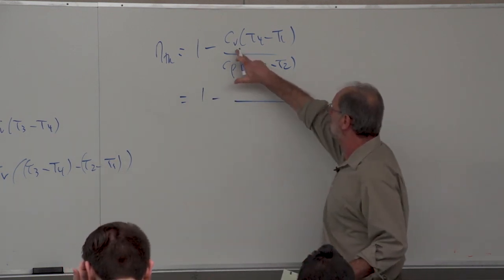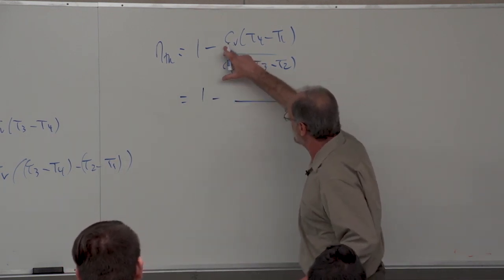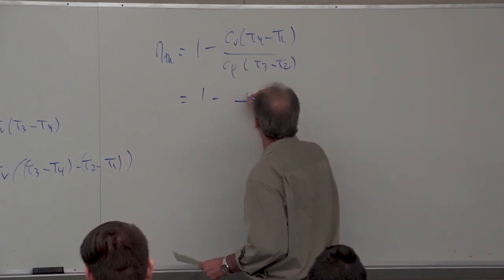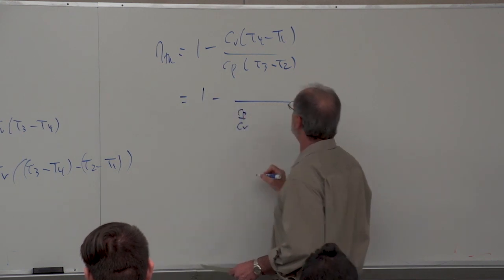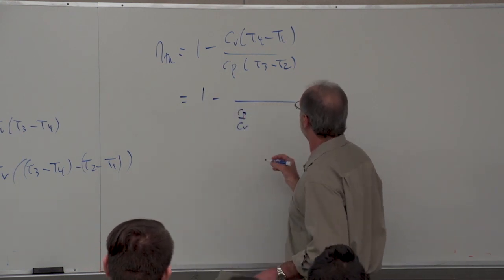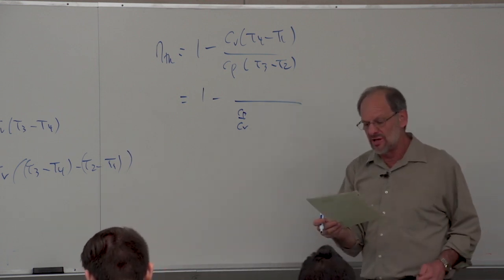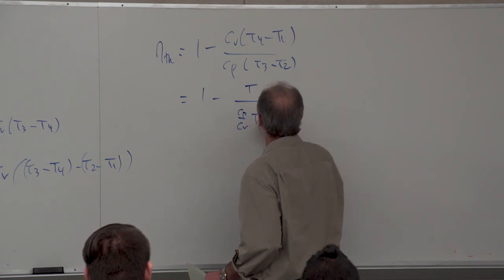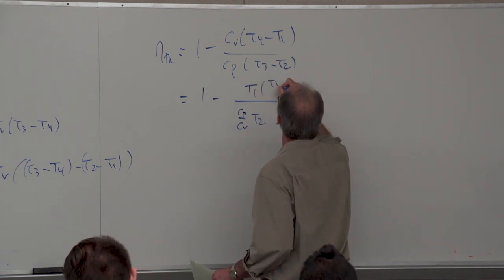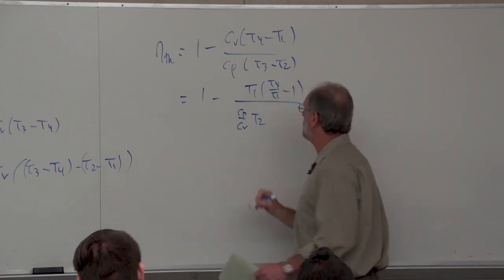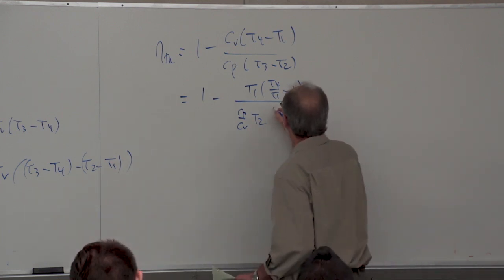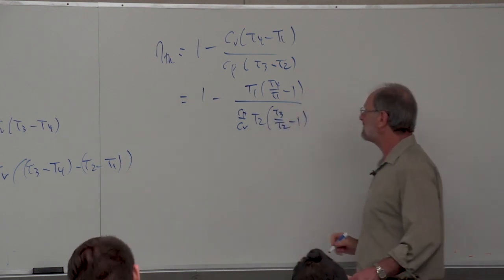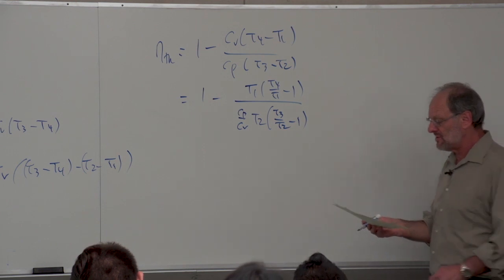First of all, I'm just going to move the CV into the denominator. And this is then going to be just a CP over CV in the denominator. And then I want to do something similar to what I had done for the Otto cycle derivation, and just factor out a T1 in the numerator and a T2 in the denominator. So we basically get T1 times T4 over T1 minus 1 in the numerator. And in the denominator, we have a T2 times T3 over T2 minus 1. So now we have this particular equation.